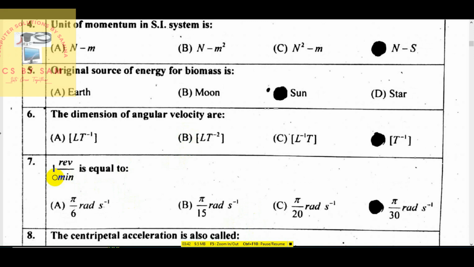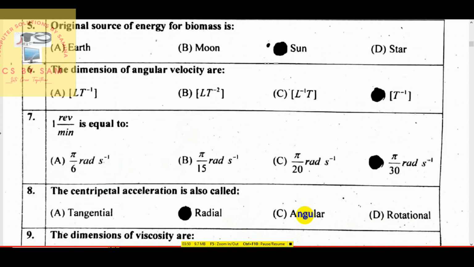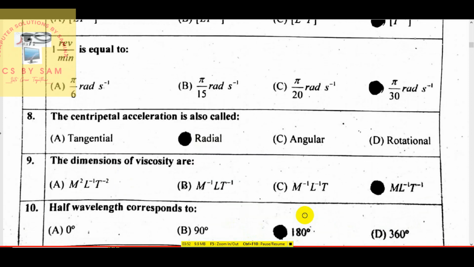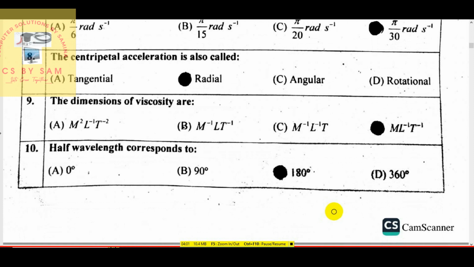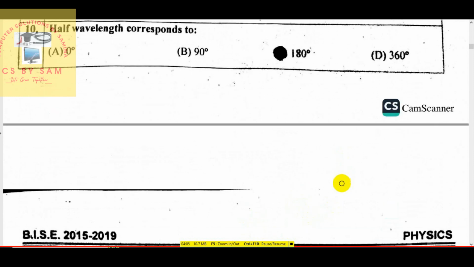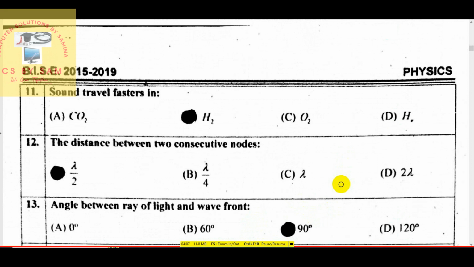और नेक्स्ट है जी, 1 revolution per minute is equal to pi by 30 radian per second. The centripetal acceleration is also called the radial acceleration. The dimension of the viscosity is ML-1T-1. Half wavelength corresponds to 180 degree. Sound travels faster in H2. The distance between two consecutive nodes is lambda by 2.